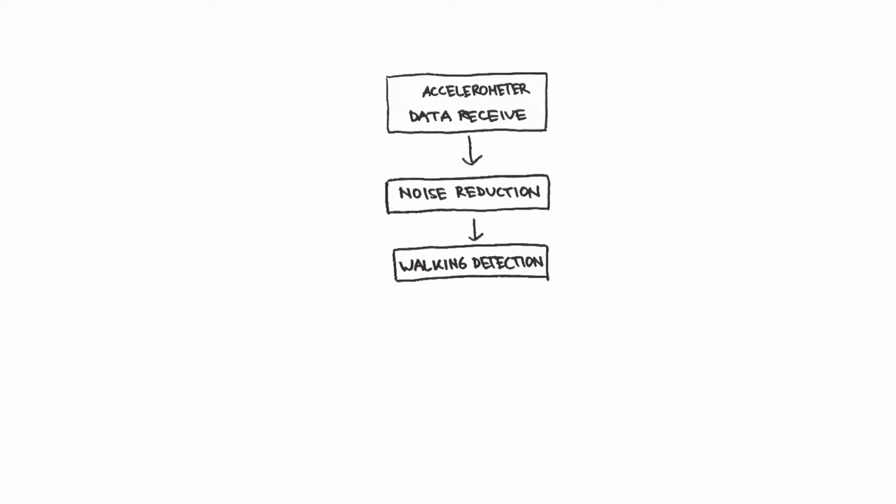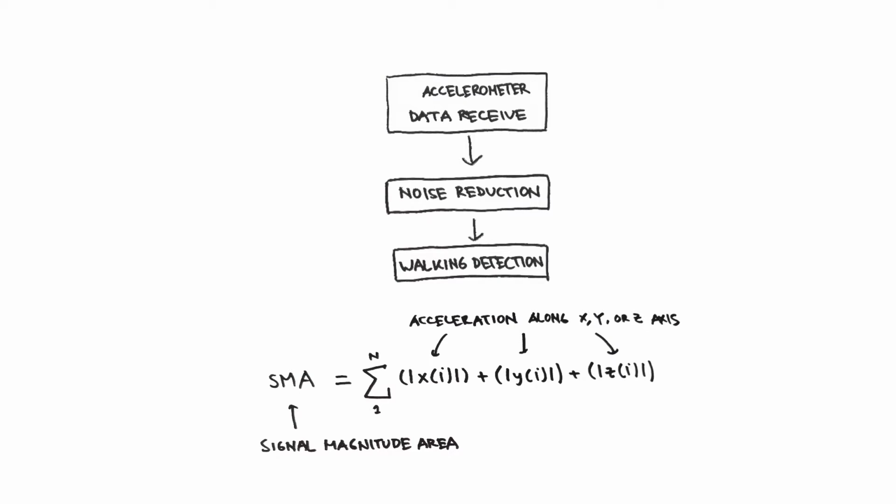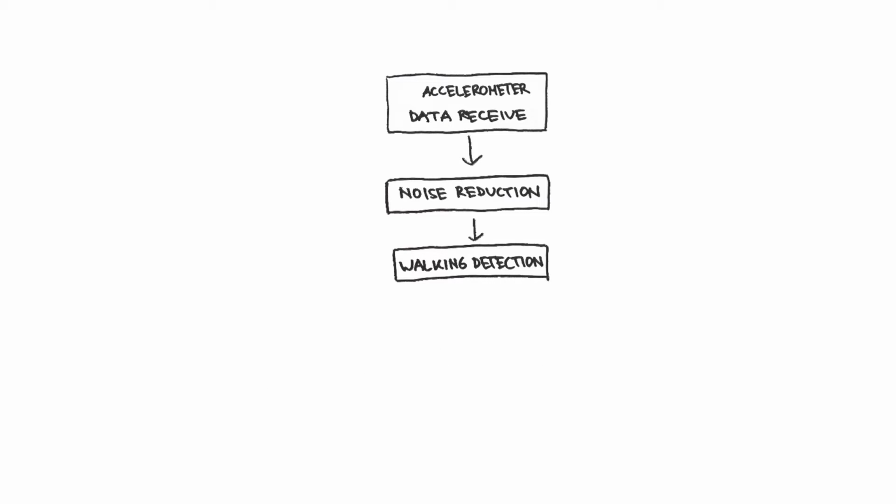Then, the walking detection module processes the noise-reduced acceleration data to detect if the user is walking. It is done by first analyzing the SMA, or signal magnitude area, of the 3-axis acceleration signal, which is obtained by this formula, where XA, YA and ZA indicate the acceleration signal points along X-axis, Y-axis and Z-axis, respectively. If the SMA value is greater than a certain threshold value, the user is walking.